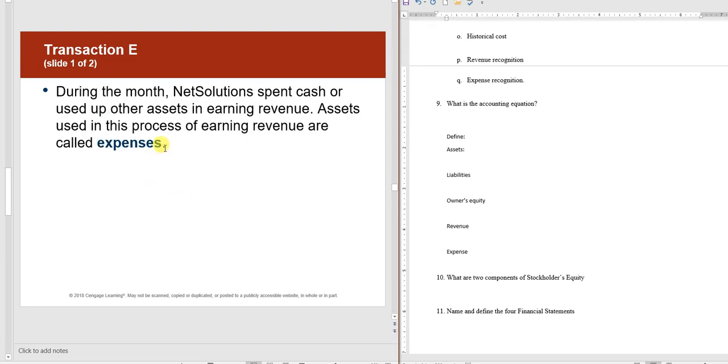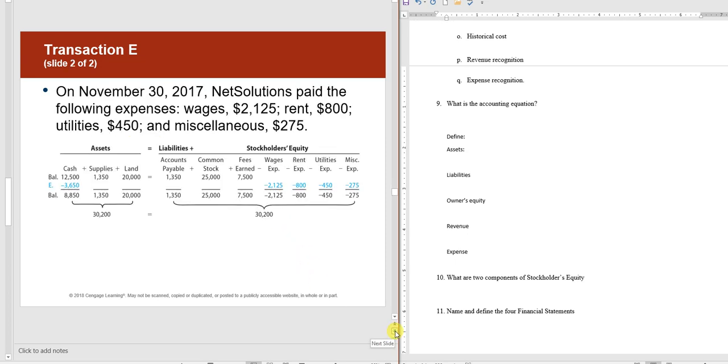Okay, expenses are costs of doing business. So every time I incur a cost of doing business, I have an expense. And so I pay the following expenses. Wages expense. So I record my stockholders' equity going down because I'm paying money out of the business for wages, out of the business for rent, out of the business for utilities, out of the business for miscellaneous expense, and my cash is going down.